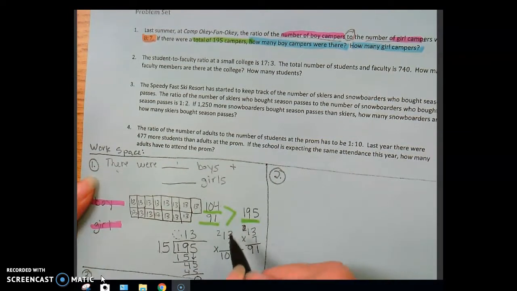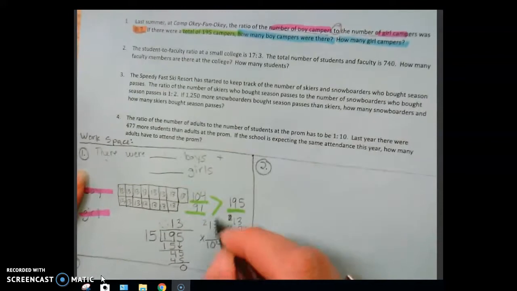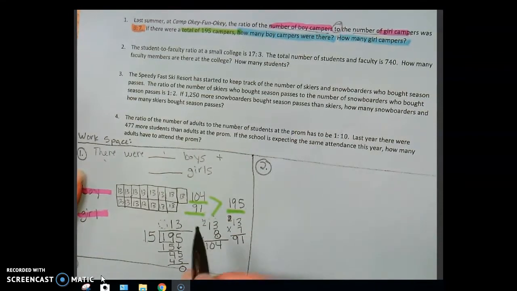Just for fun here, I want to try this option instead of doing the multiplying like this. I'm going to break this into 8 times 10. So if I did a number bond of 8 times 10 and got 80, and then a number bond of 8 times 3 and got 24, and combine those together, I also get the 104. So just another way to look at it.